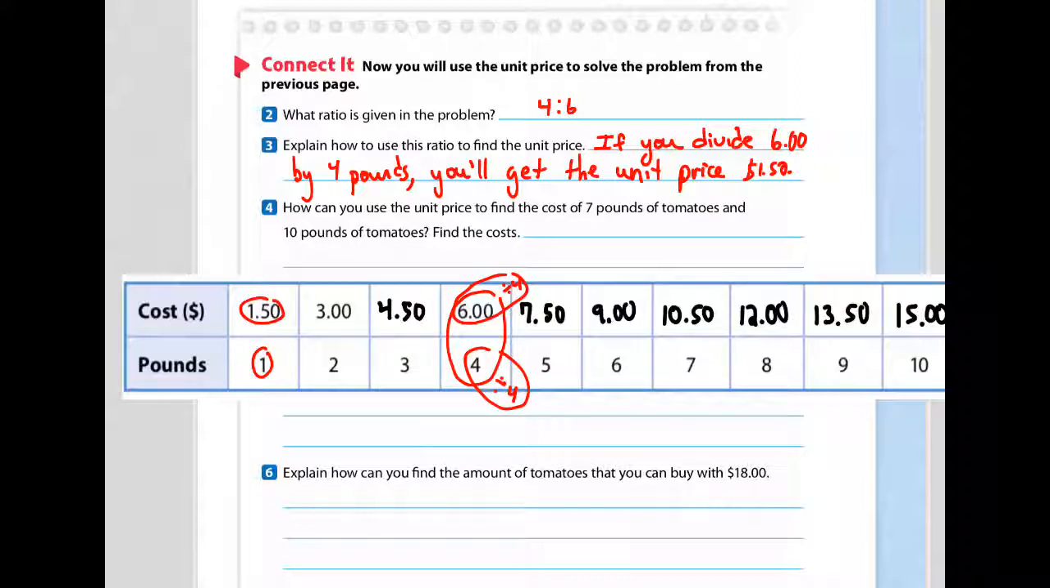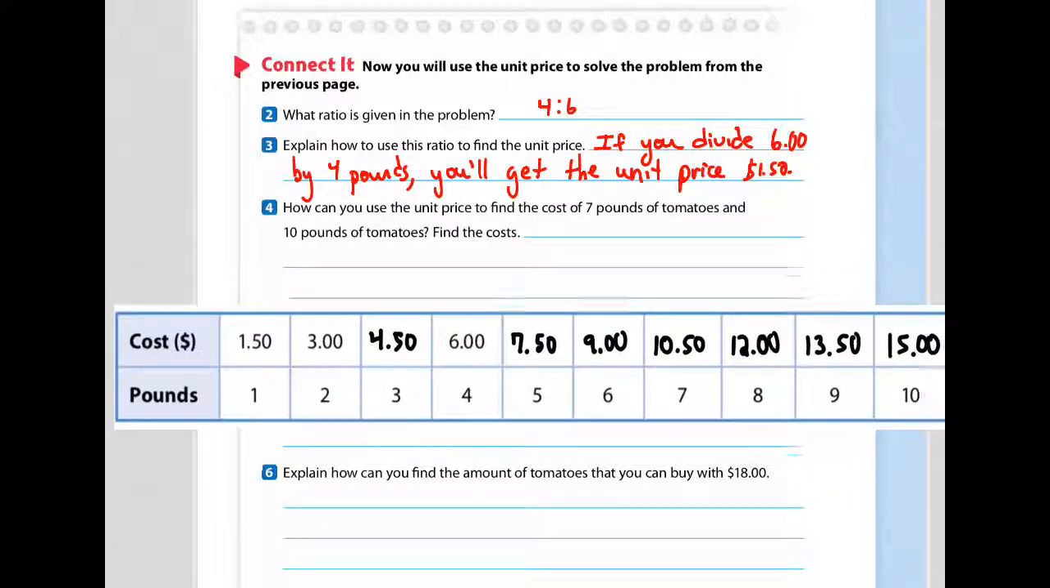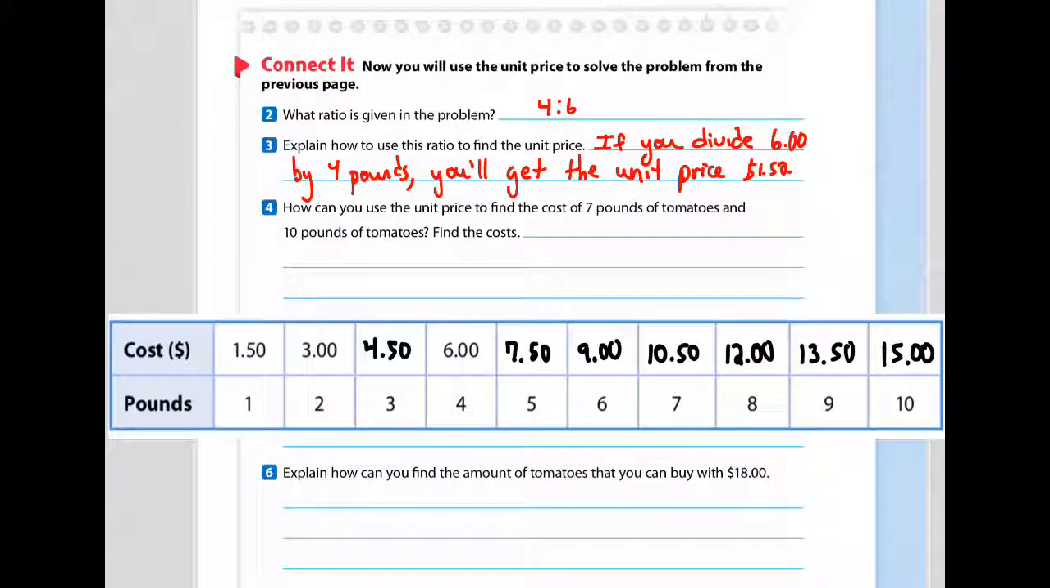So let's talk about number 4. It says, how can you use the unit price to find the cost of 7 pounds of tomatoes and 10 pounds of tomatoes? Find the cost. Now, we already have the cost in this table, right? But I'm going to show you. Remember how we went through, we added like 2 pounds and 3 pounds to get 5 pounds. We went that long way. So I want to show you how you can just use the unit price.